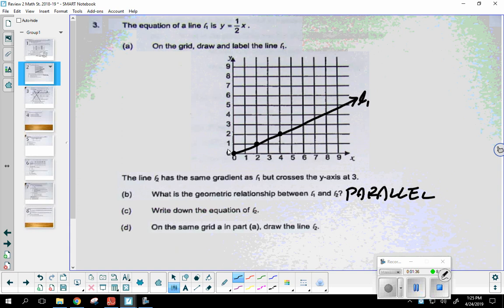So write down the equation of L sub 2. Well, we definitely know it's got to be y equals, what would it be? There you go. 1 half x plus 3. The exact same gradient, but it just crosses the y-axis at a different location. And now it says on the same grid, draw L sub 2. So it starts at 3, up 1 over 2, up 1 over 2. And there we go. All right, well, that one was easy enough.